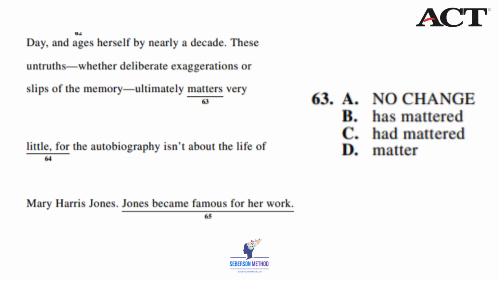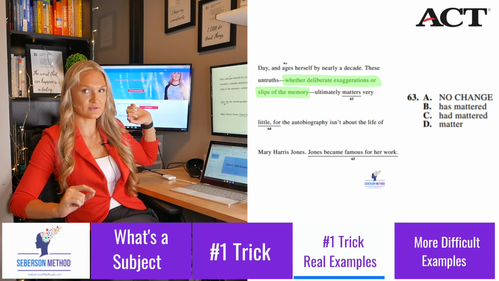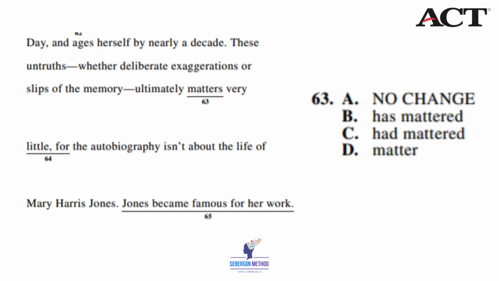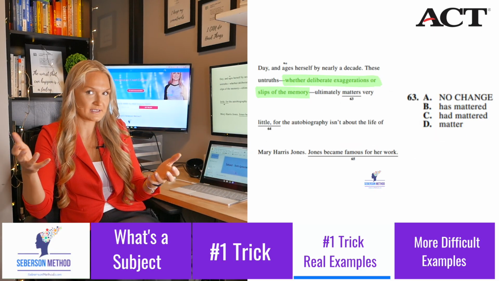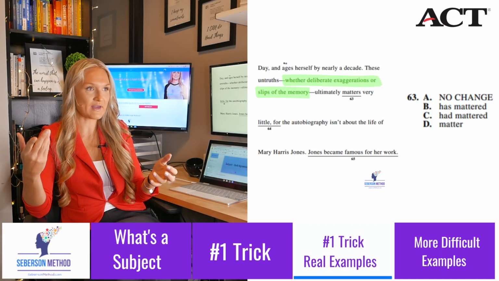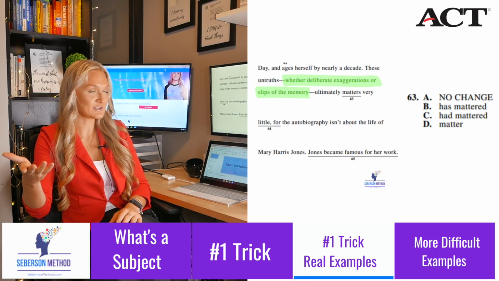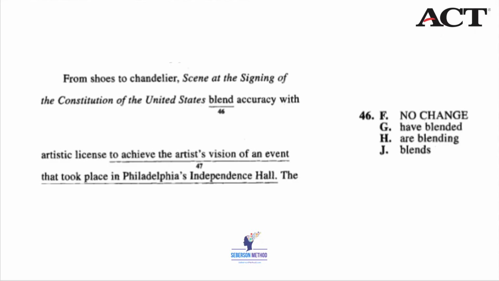The next one, again from the ACT, I'm kind of using them interchangeably. Although you may not be taking one of the tests, the idea is the same. Here, the ACT did an egregious thing where they separated the subject and the verb with a whole additional phrase that is offset by two dashes. So pause this video. Tell me what the subject is. If you said untruths, you're right. And untruths is a plural noun. We can replace it with the pronoun they. So they matter. Which answer choice is that? Answer choice D.